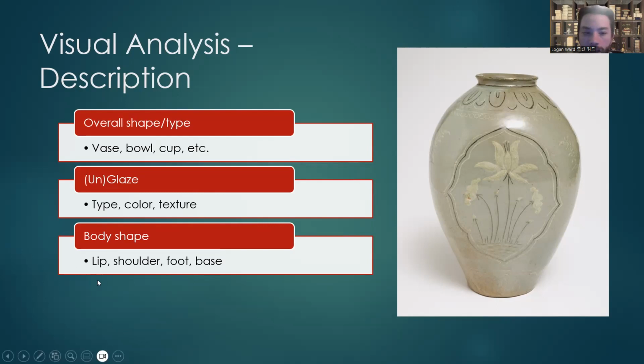You can also talk about, I don't have this on the slide here, but the neck. The neck is that part that comes down from the lip. And you ask the same questions.